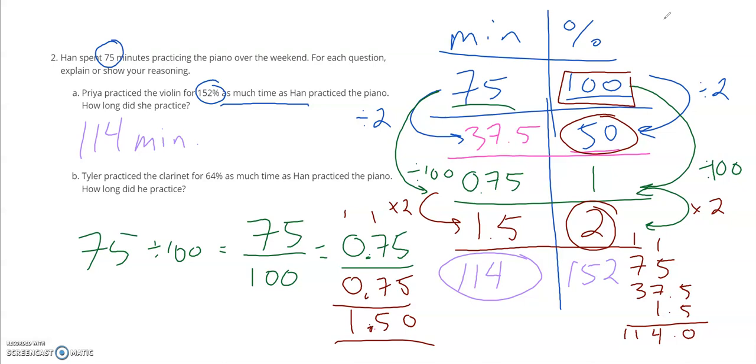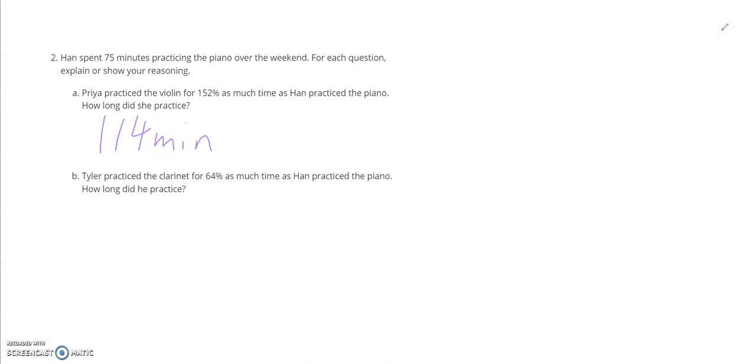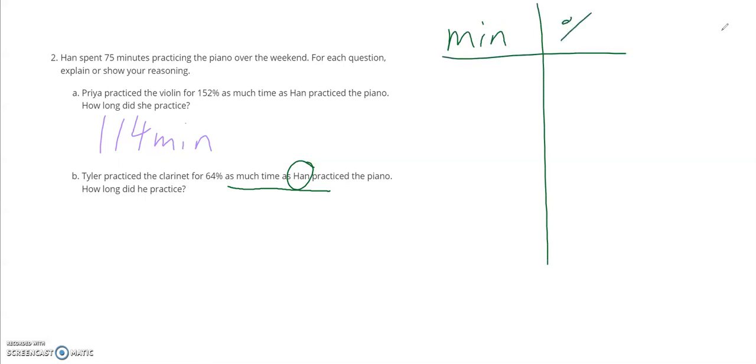I'm going to clear all of this. 114 minutes. B says Tyler practiced the clarinet for 64% as much time as Han practiced the piano. We're going to do this one a little bit differently. So we're still doing as much time as Han. Han is our 100%. Again, we have minutes and we have percent. Han practiced for 75 minutes. This is our 100%.